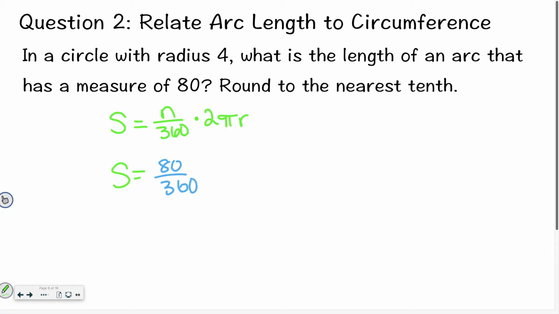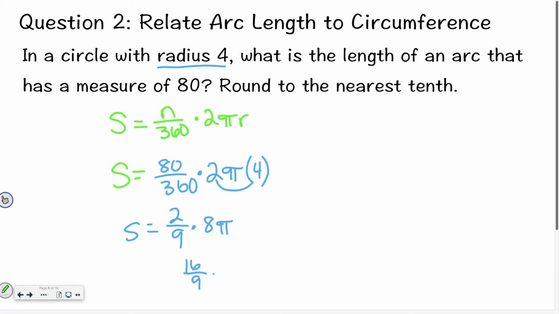And we know what our radius is. Our radius is 4. So I'm going to do 2 pi. Instead of writing r, I'm going to write 4. Now I can simplify this by saying S equals, if I simplify 80 over 360, I get 2 over 9 times 8 pi, because I can do 2 times 4. So S equals 2/9 times 8 pi. If I multiply those two numbers together, 2/9 times 8 is 16/9 times pi.